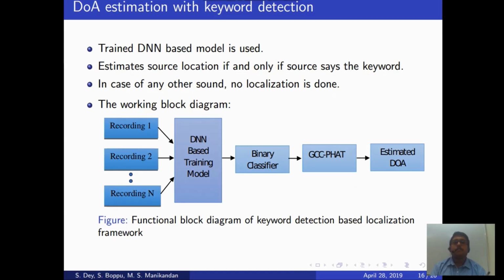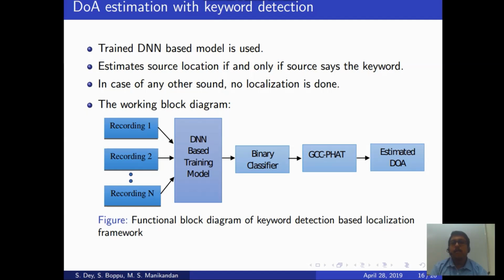Using our second framework, we have designed a keyword classified localization system. We used a trained DNN based model. It estimates the source location if and only if the source says the correct keyword. In case of any other sound, no localization task is done.